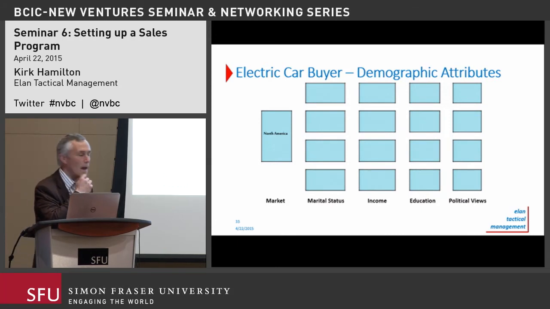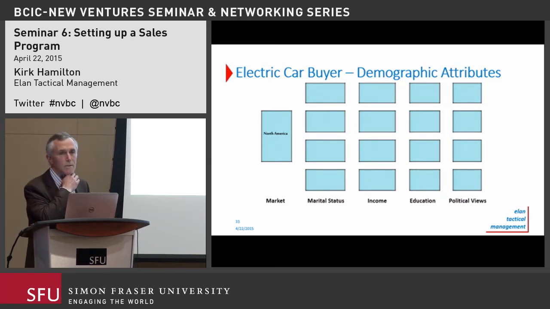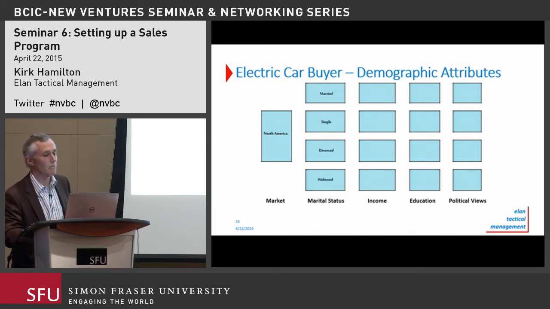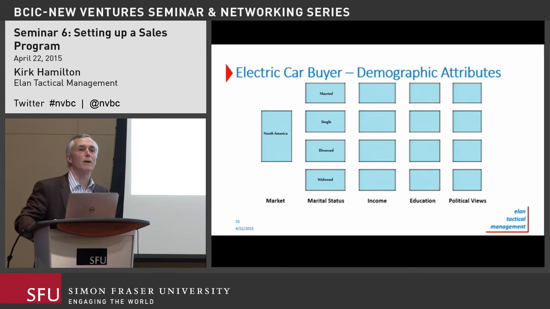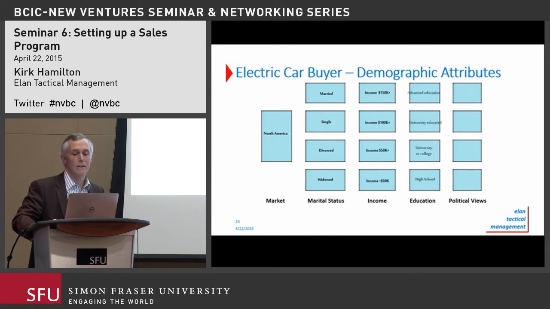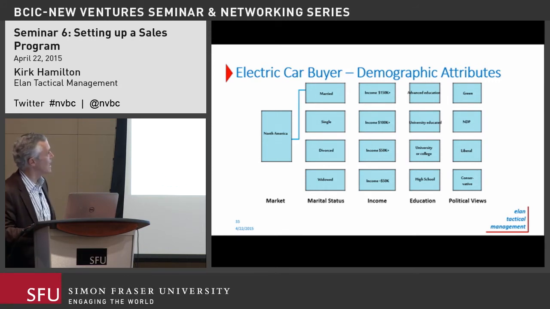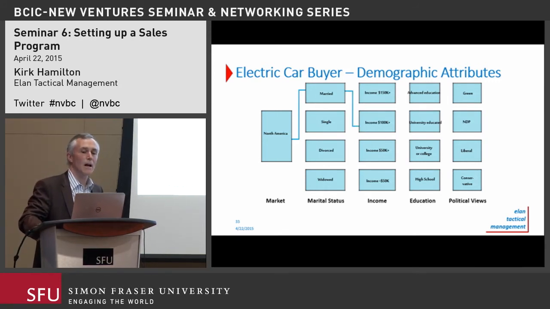Then we can look at demographic attributes. Again, we're talking about the North American market, so who might be a likely buyer of a car? Are they single, married, divorced, widowed? What's their income level, their education level, and maybe their political views? Here, we're probably going to go after somebody who's married, because they're more likely to have 2 cars, with a higher income level, because my electric car right now is not cheap. I haven't got high volume. Probably a fairly educated person, well-read, understanding what's going on, and pretty concerned about the environment, so they vote green.